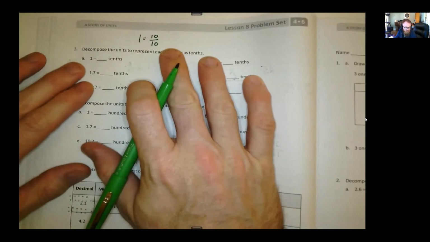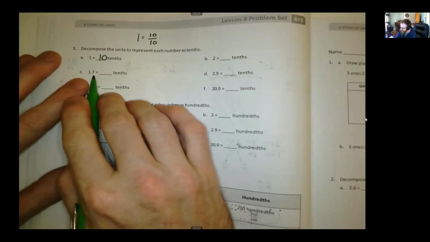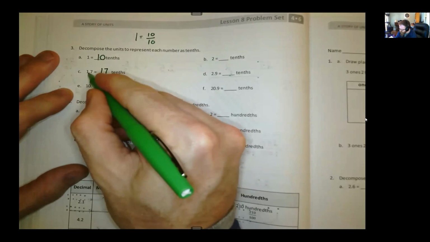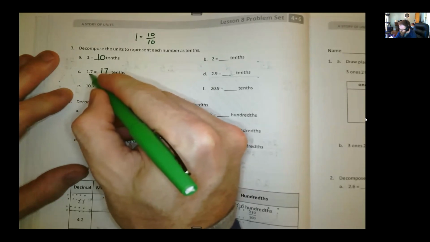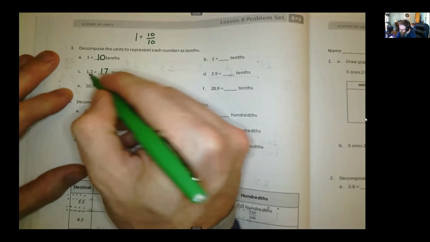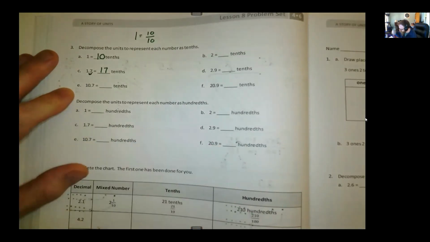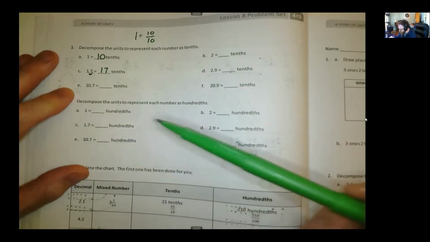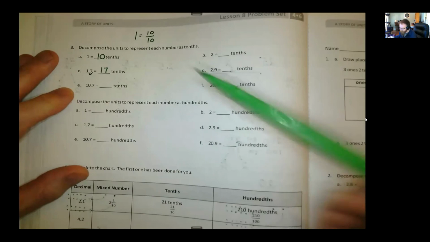If one whole equals 10 tenths, then 1 and 7 tenths, that's one whole again, and 7 tenths of a whole. So it's just 10 plus 7. It's 17 tenths. And you can see the trick I'm going to show you is that you can actually just move your decimal point one place to the right when you are trying to convert a whole number into tenths. And you can move it, I'll show you, 2 places to the right to convert a whole number into hundredths.